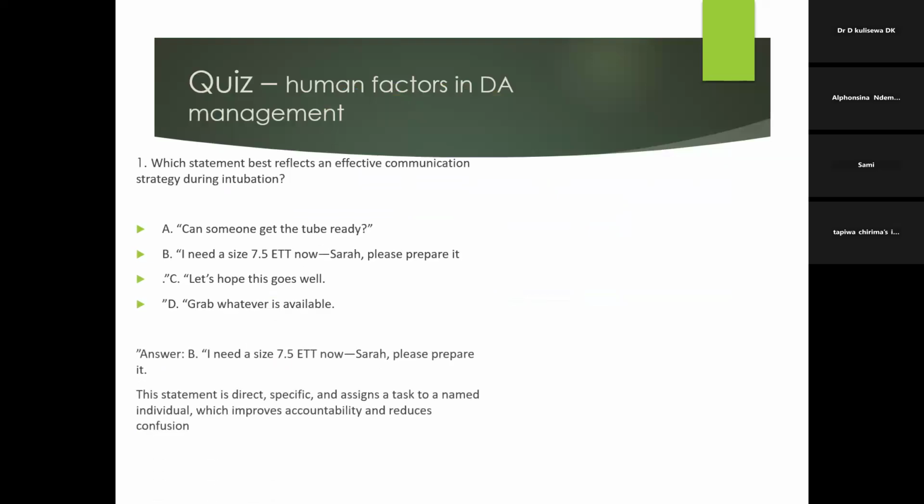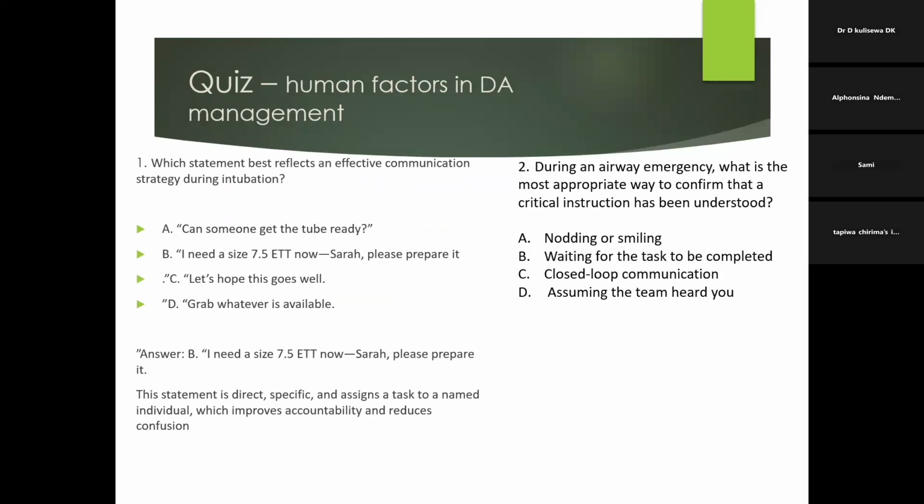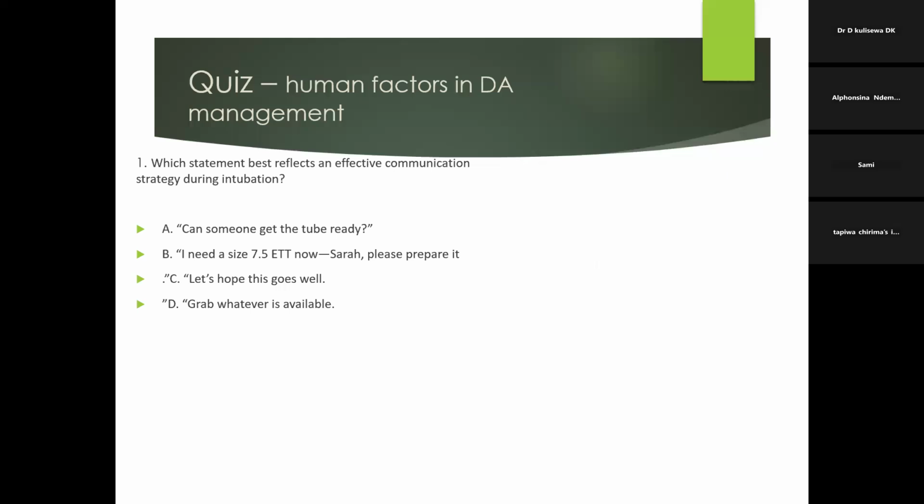So I would finish in another 5 minutes, so bear with me. The first question here, sorry, I've shown you all my answers. Which statement best reflects an effective communication strategy during intubation? Anyone? I hope you've not seen the answer. Is it: can someone get the tube ready? I need a size 7.5 ET tube now. Sarah, please prepare it. Let's hope this goes well. Grab whatever is available. Which statement is effective communication?